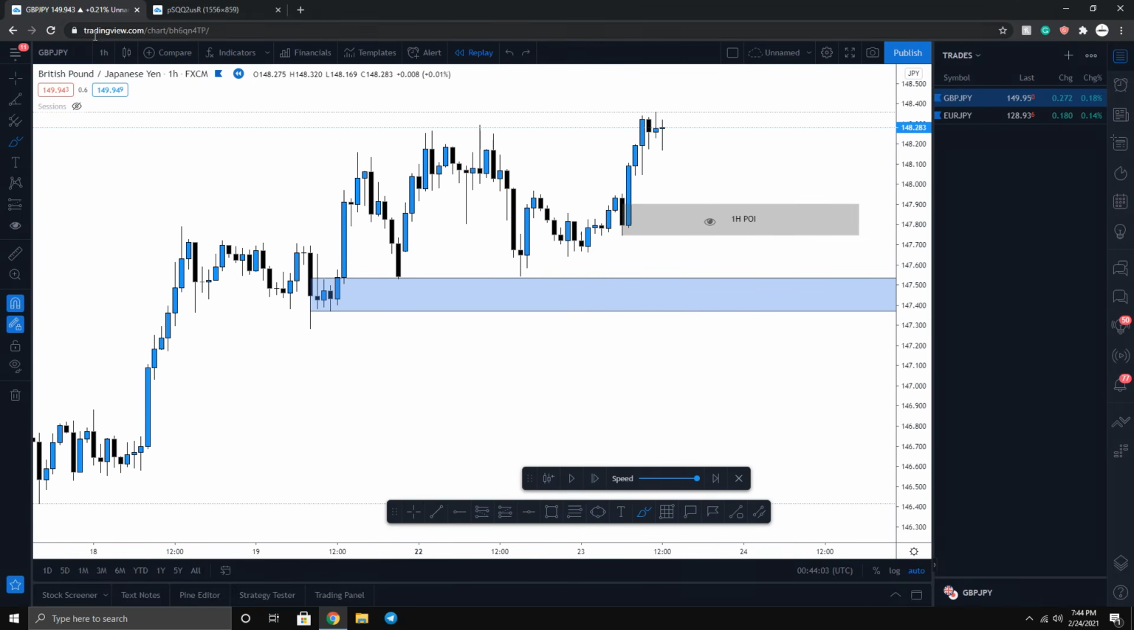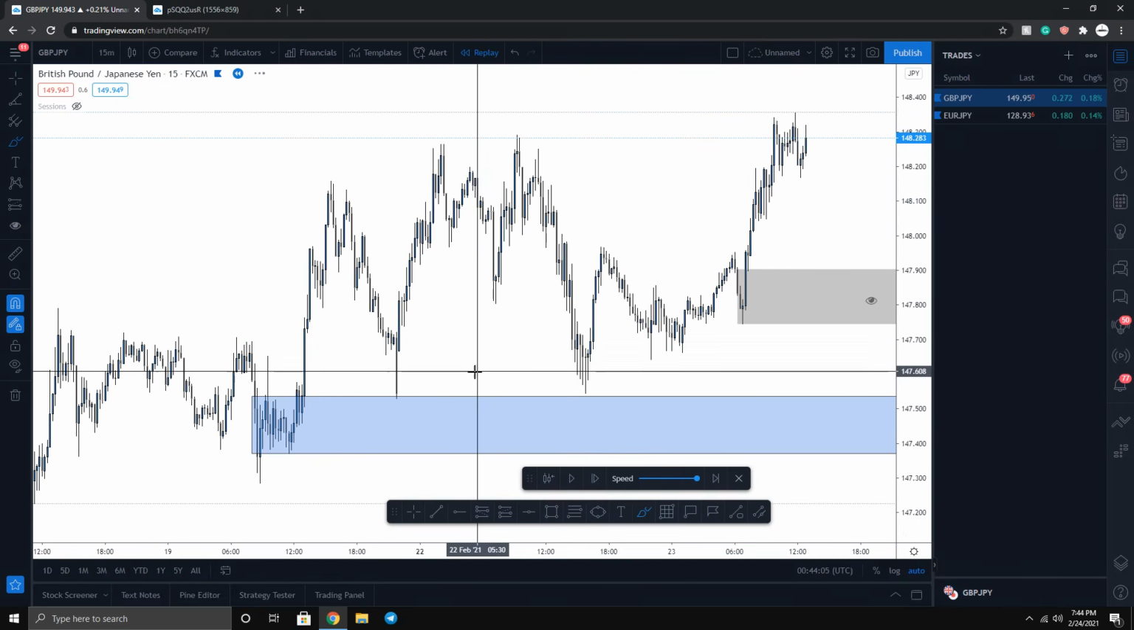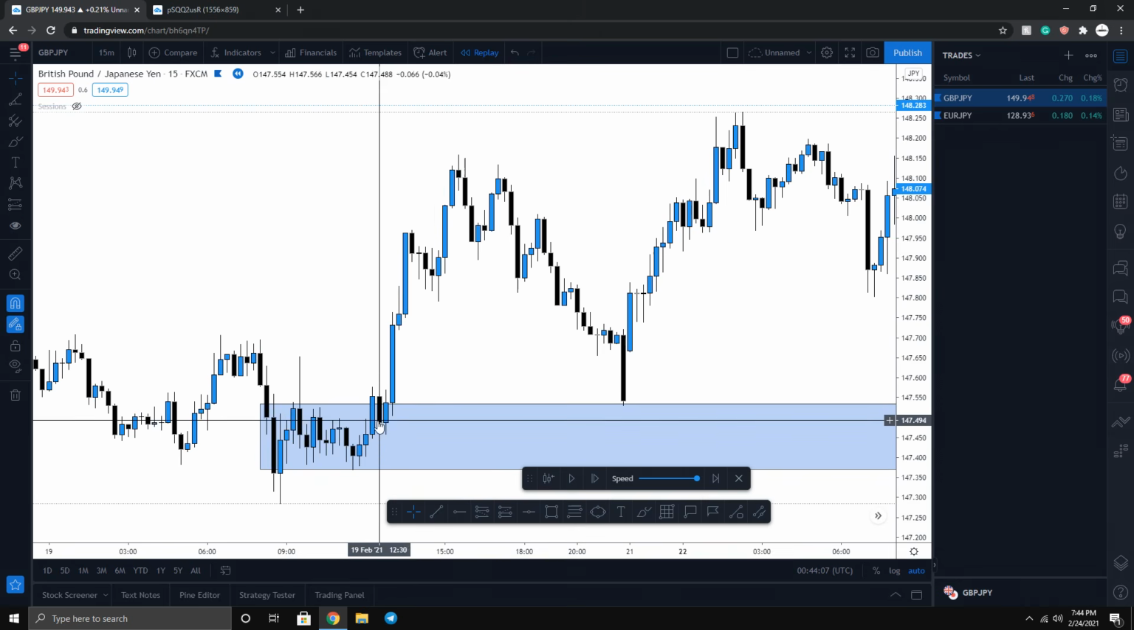Now a lot of people call this, if you go to the 15-minute time frame, you can see that there's an order block over here.